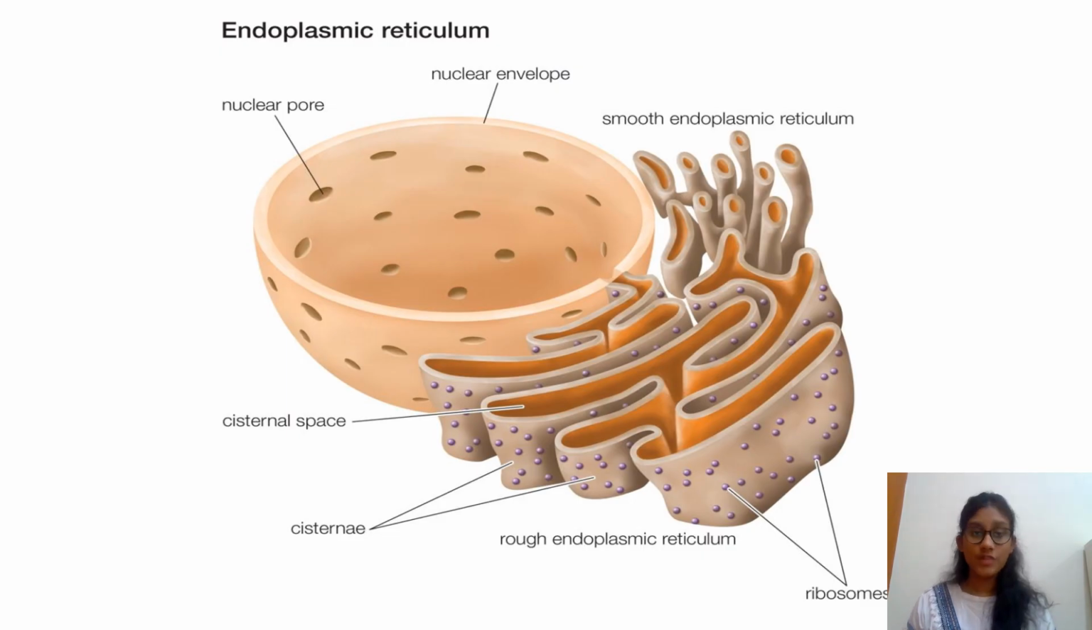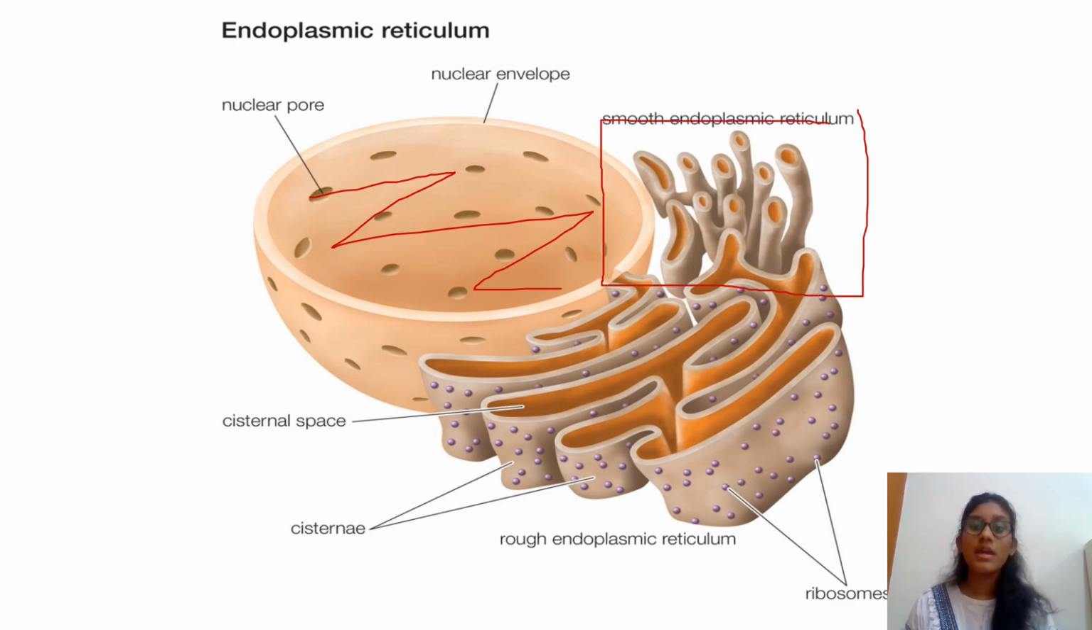Now this is the structure of an endoplasmic reticulum. This is the nucleus, and we also know that the endoplasmic reticulum is always present near the nucleus. Now we can see both types of endoplasmic reticulum here. This is the smooth endoplasmic reticulum and this is the rough endoplasmic reticulum.